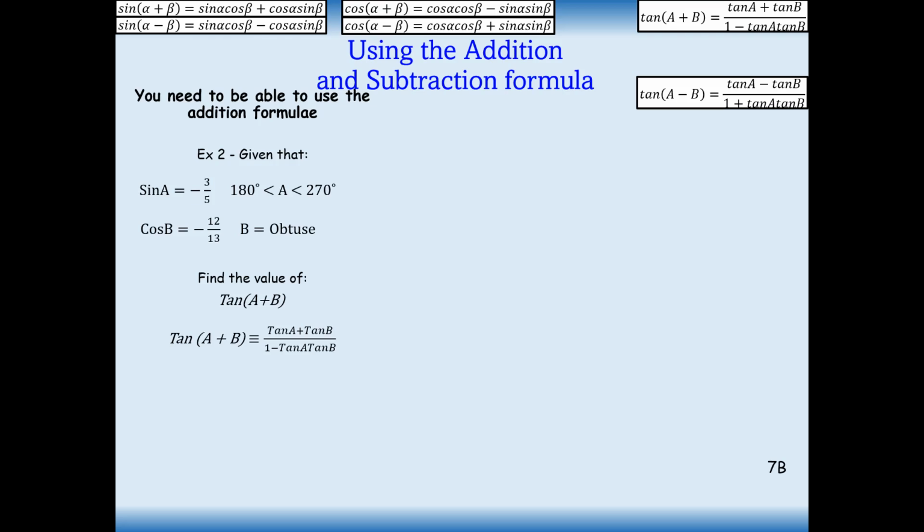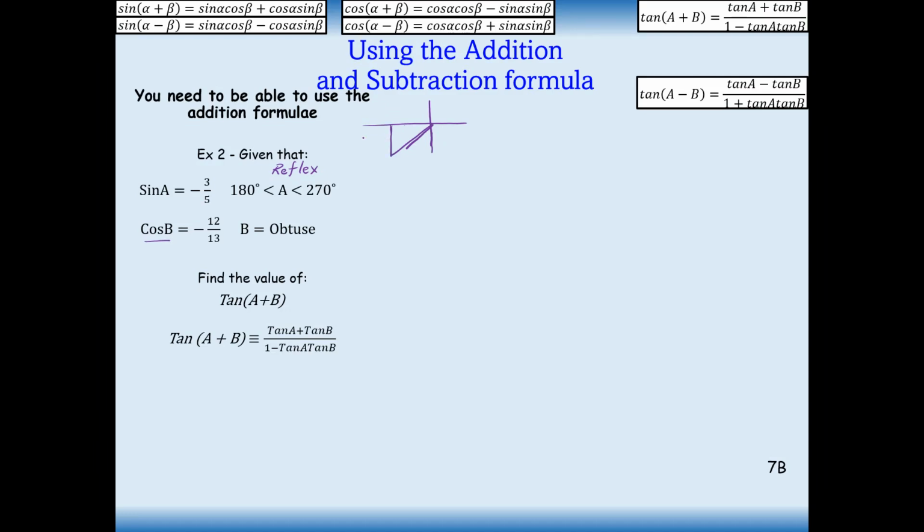In this example, we've been asked to calculate tan of A plus B given the formula, and knowing that sine of A is negative 3 over 5 with A a reflex angle, because any angle over 180 degrees is reflex, and cos of B is negative 12 over 13, where B is an obtuse angle. It's always best to picture these for yourself. The reflex angle falls in the third quadrant, and this is a famous Pythagorean triplet.